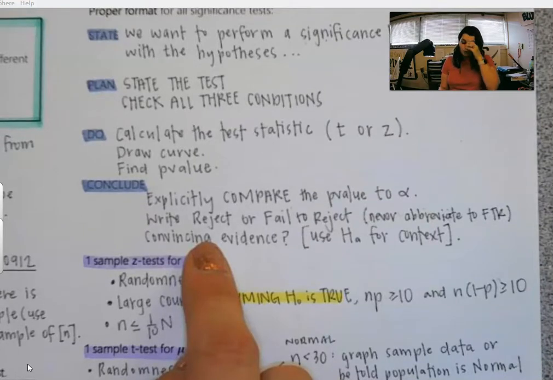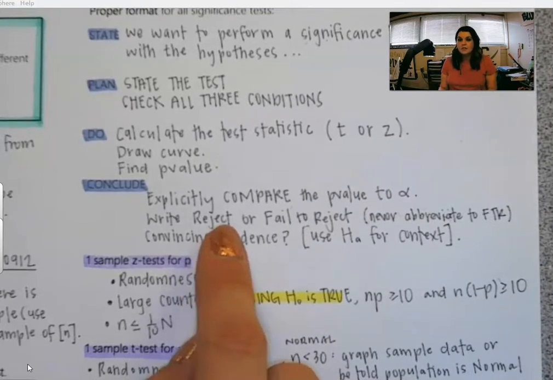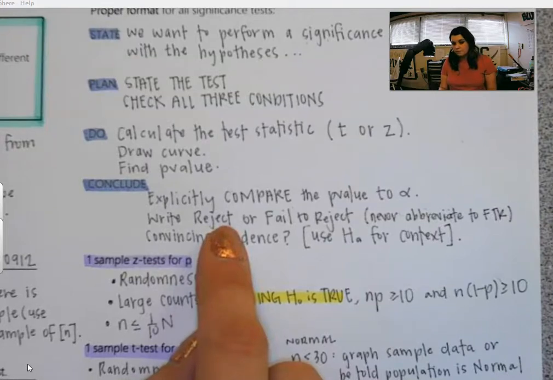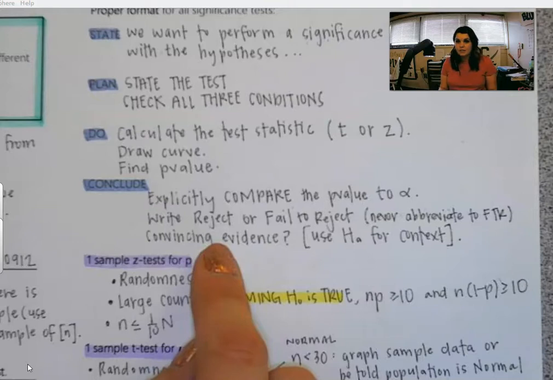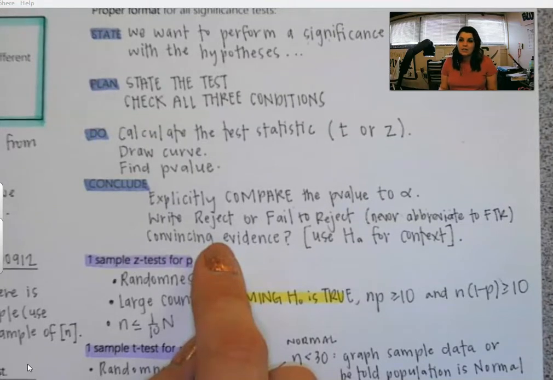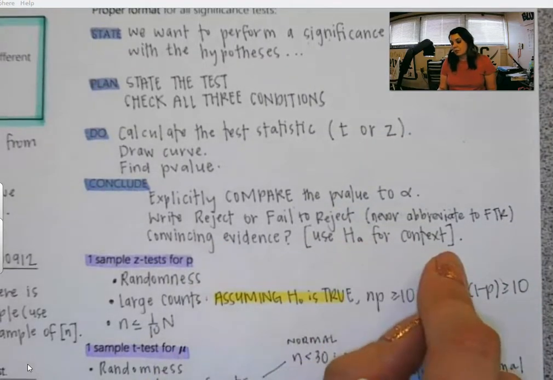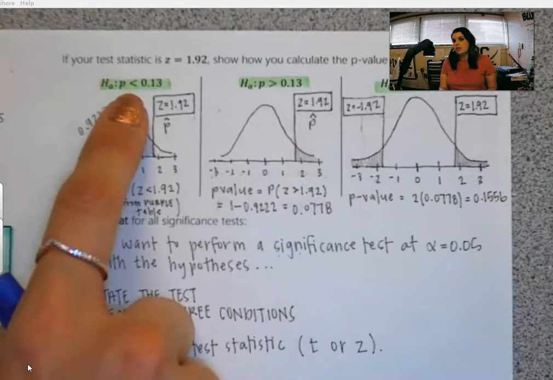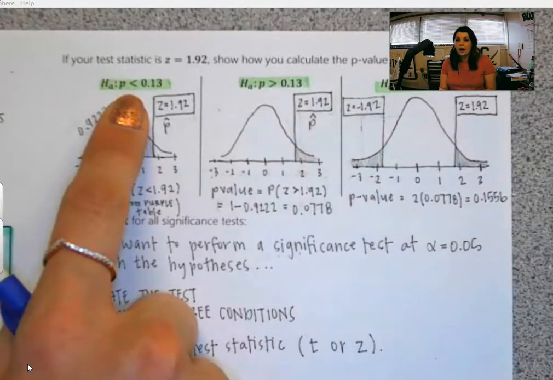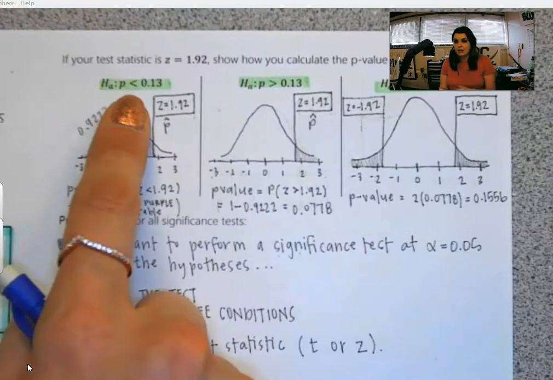So if we're doing this, we would say, since our p-value of 6.8% is bigger than our alpha of 1%, we fail to reject the null. We do not have convincing evidence that the batteries last longer than 18 hours. That's what use the HA for context means. You look at what your HA is and you say we do not have convincing evidence for the HA, or we have convincing evidence for the HA.